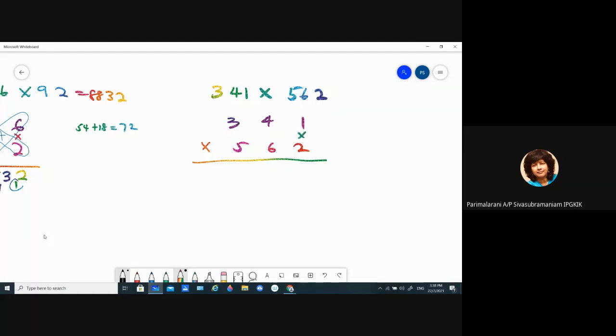So we multiply this, 1 times 2 is 2, like how we did earlier. The first step is 1 times 2. Second step is 1 times 6 plus 2 times 4. How much is that? 14, right? So it's 4 and carry 1. So we did these two.